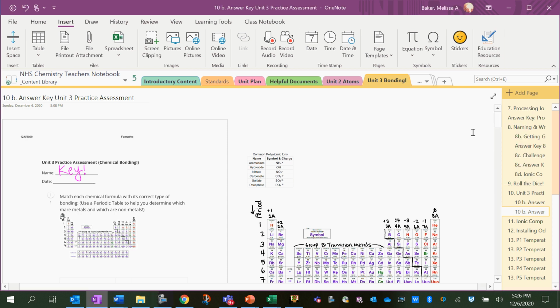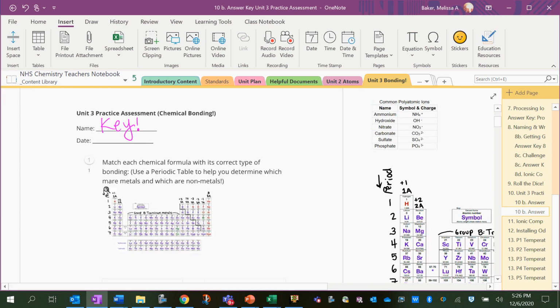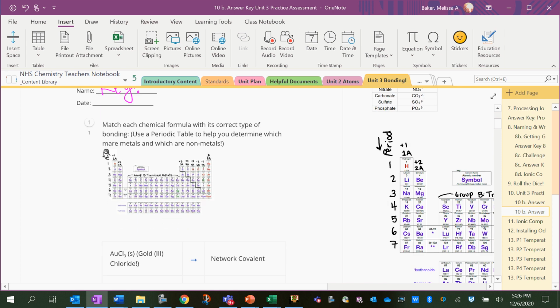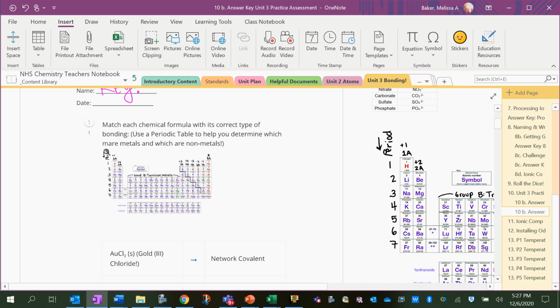All right, let's talk about the Unit 3 practice test. It's helpful to have the common polyatomic ions and the periodic table nearby. For number 1, however, this is really reviewing our understanding of what makes up each type of the bonds. So we need to do some matching here.